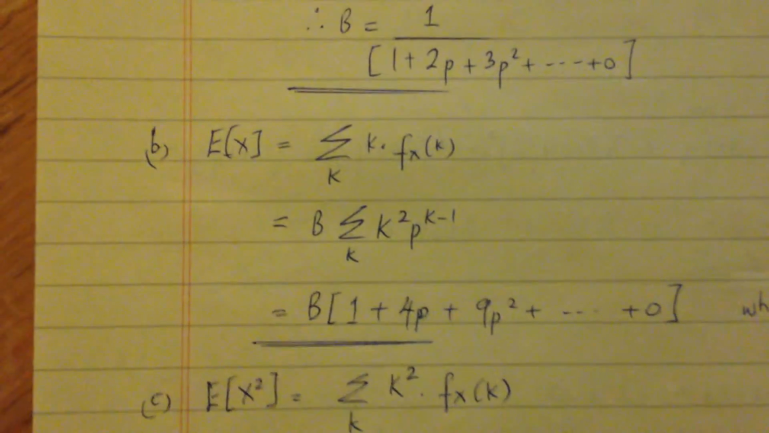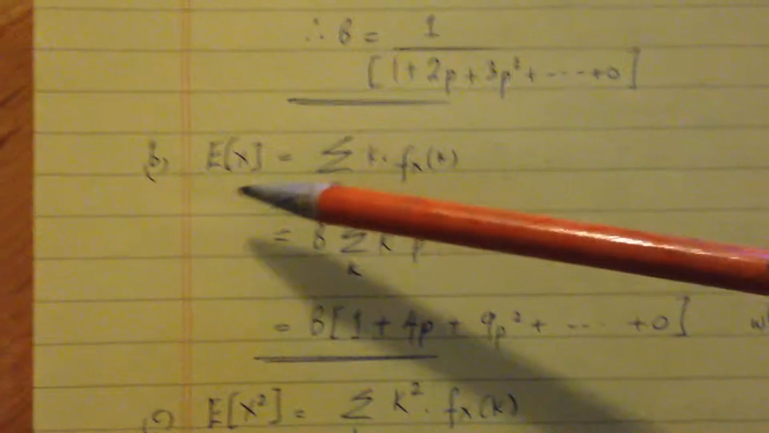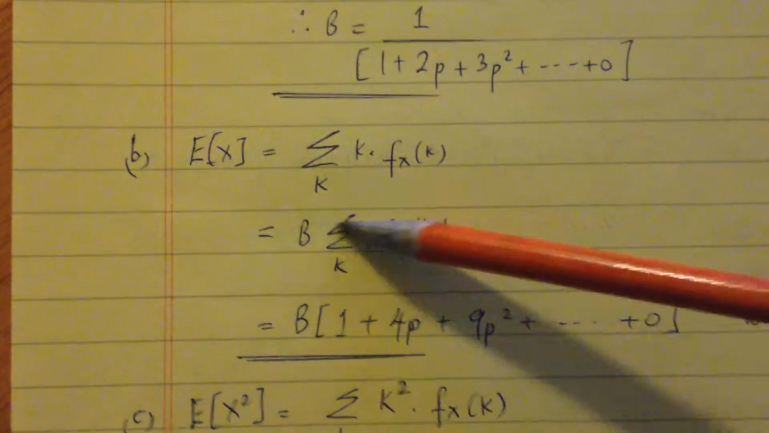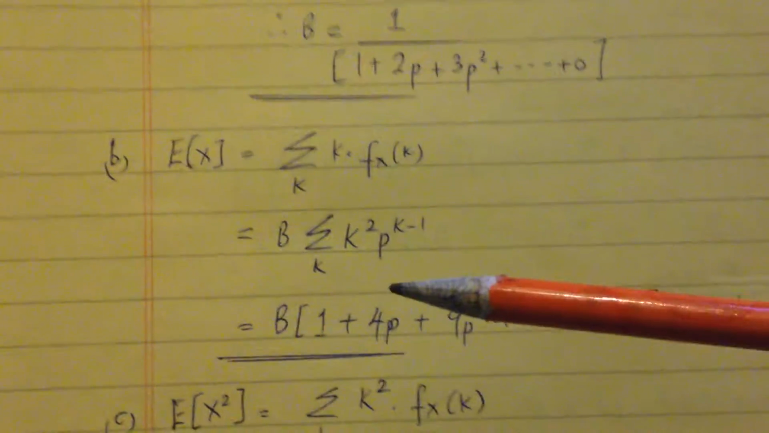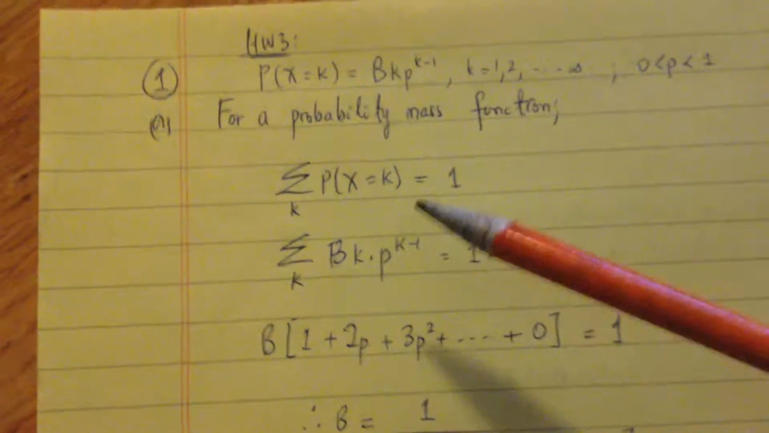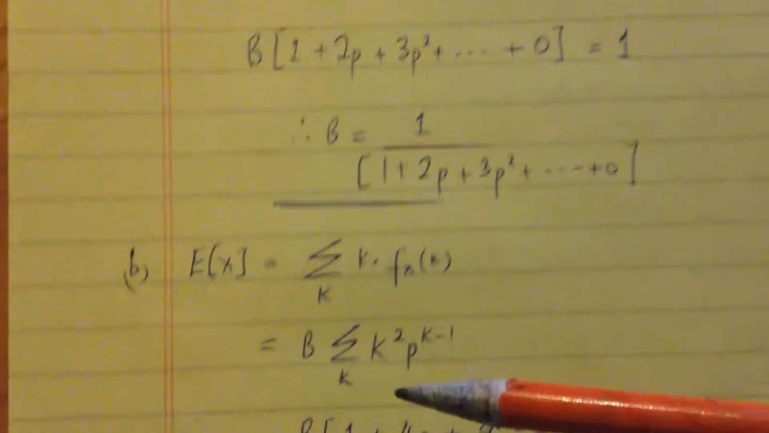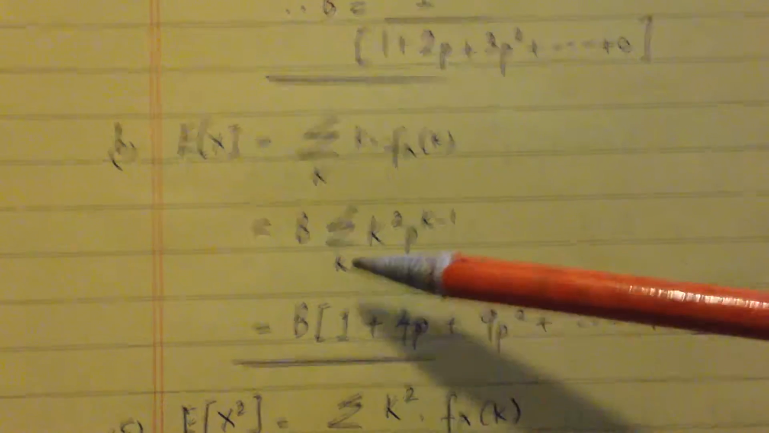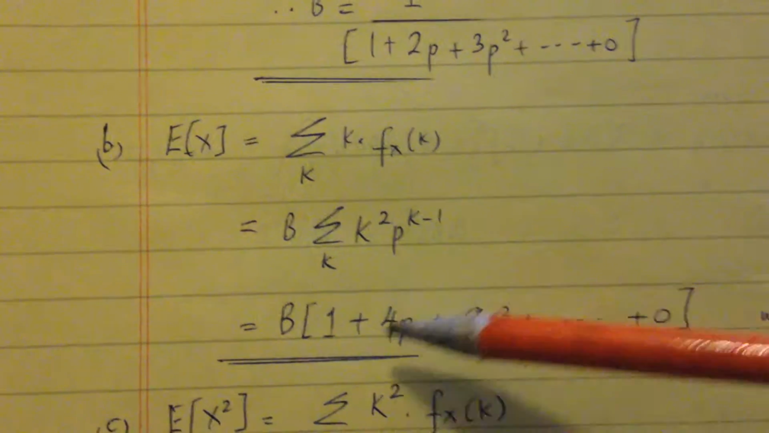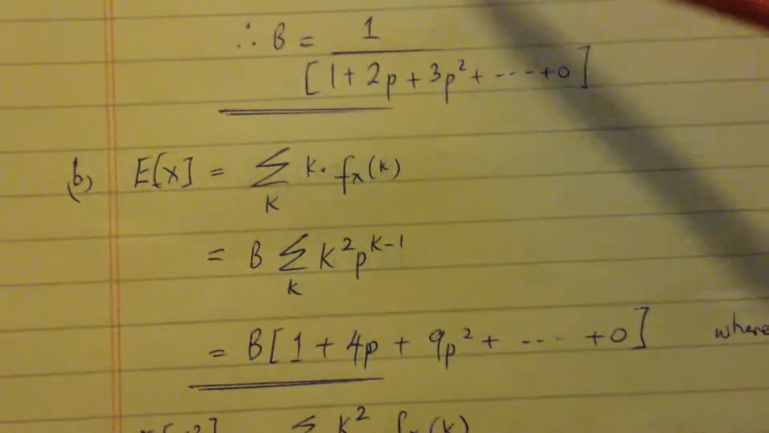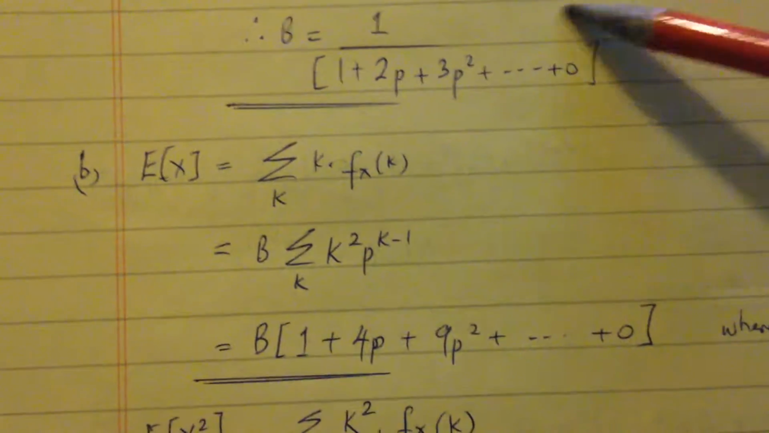Now in the second part, we are asked to find the expectation of x. This is the formula for expectation of x, and a simple substitution for f of x of k, which is this, gives us this, and this becomes a simple expansion for different values of k given here, where b is this value here.